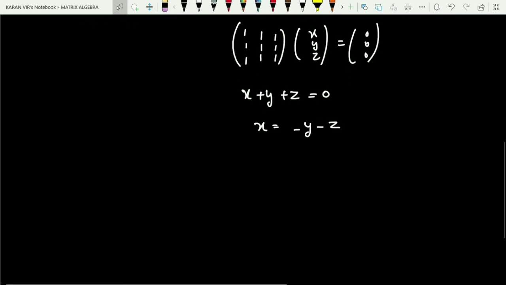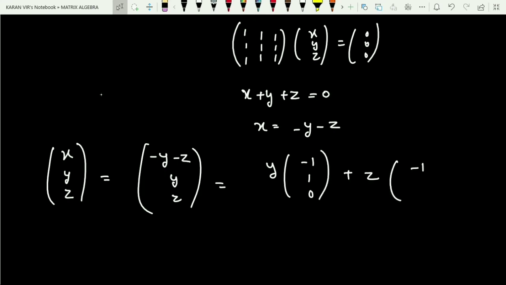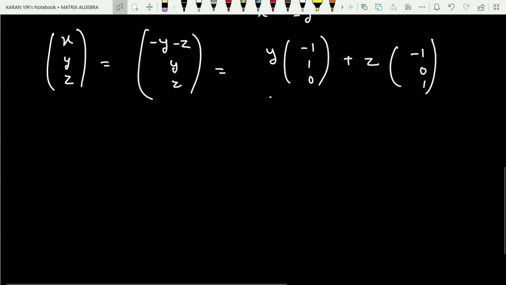Now we have considered the eigenvector to be x, y and z, so substitute the value of x in terms of y and z. Now can you write this as y times (minus 1, 1, 0) plus z times (minus 1, 0, 1). So you can clearly see that there are infinitely many eigenvectors corresponding to lambda equals 0. Just vary the values of y and z, and you will get infinitely many eigenvectors.